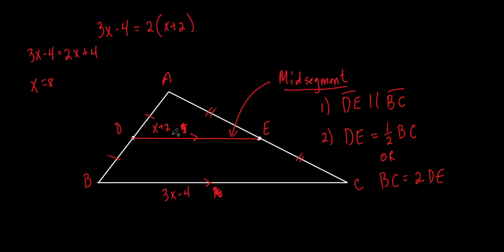What's the length of DE then? If x is 8, that would be 10, wouldn't it? What would the length of BC be equal to? Without even plugging anything back in, it'd be 20. Let's see if it actually is. 3 times 8 is 24. 24 minus 4 is 20. It works, doesn't it? That's the kind of stuff that they would ask you with this. So that's midsegment. That's really important. You see that quite a bit.